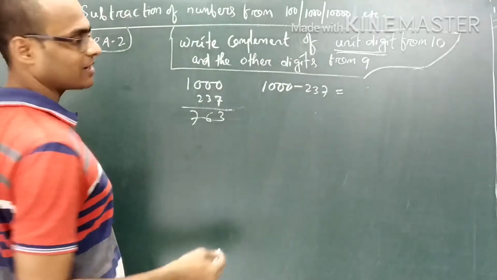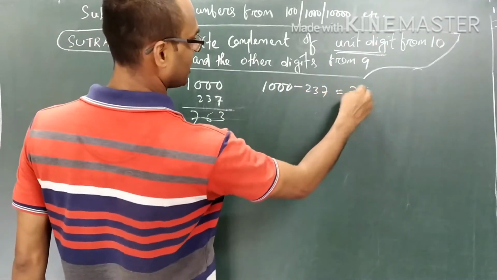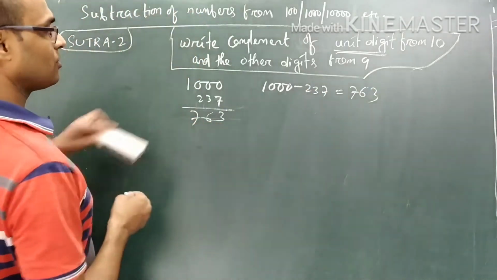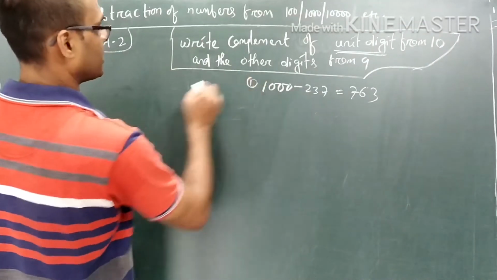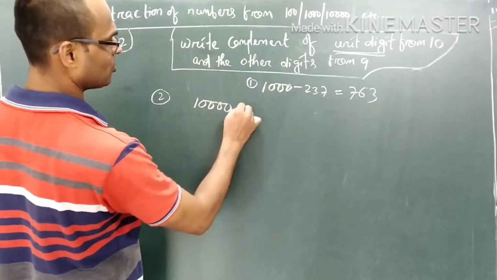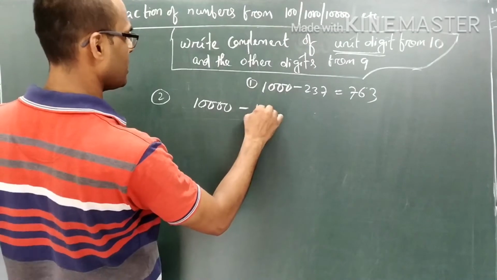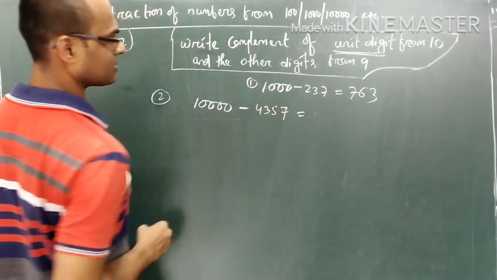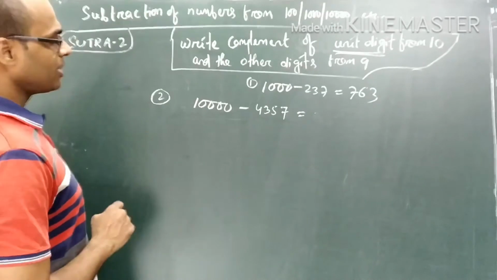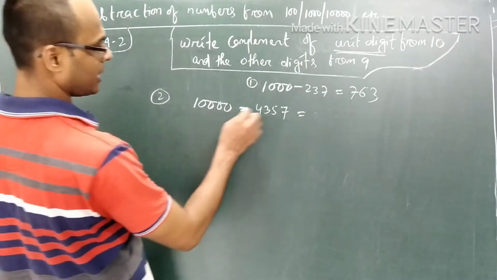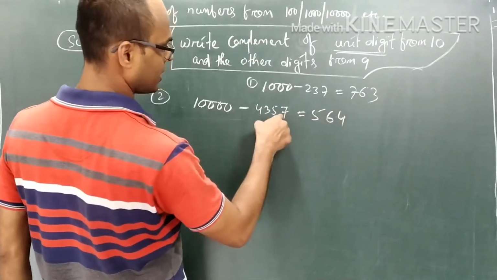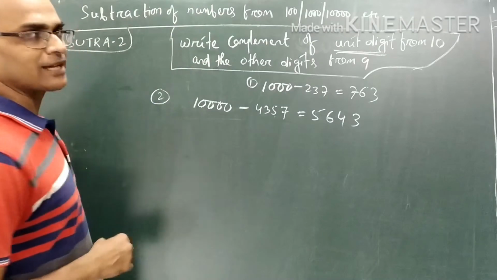Suppose 1000, we are subtracting 237. Now see how to write the answer directly: 9 minus 2 is 7, 9 minus 3 is 6, 10 minus 7 is 3. This is the answer. Now we'll take some more examples. Suppose 4 zeros are there and you are subtracting 4357 from this. 4 zeros are here, 4 digits are here, that also you have to take into consideration. 9 minus 4 is 5, 9 minus 3 is 6, 9 minus 5 is 4, 10 minus 7 is 3. So this is the answer.